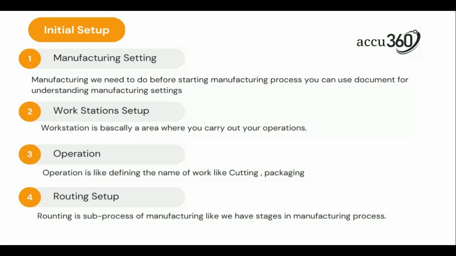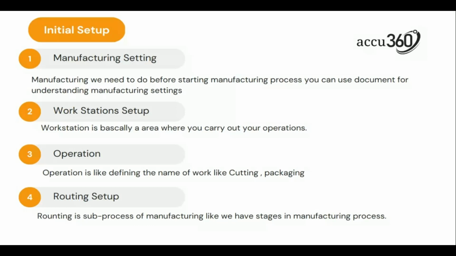Okay, so in this video we will also give you some introductions about the manufacturing settings that you need to do and the workstation setup. So a workstation is basically the area within your factory where you perform some kind of operations, and that is what we call a workstation, along with the operations that we do in that workstation. And the routing is the final combination of your workstations and operations, the stages that we define. Okay, so we will also show in the software how it works.